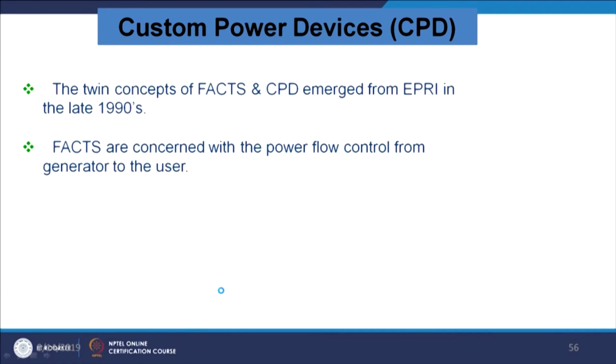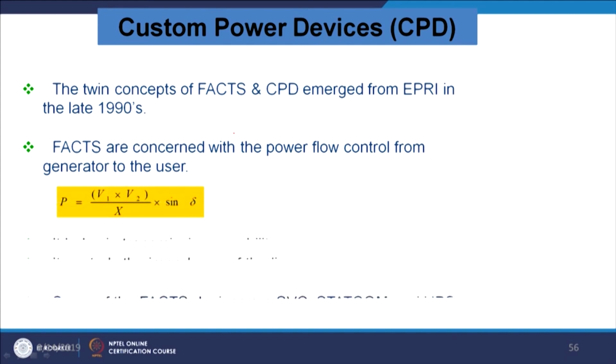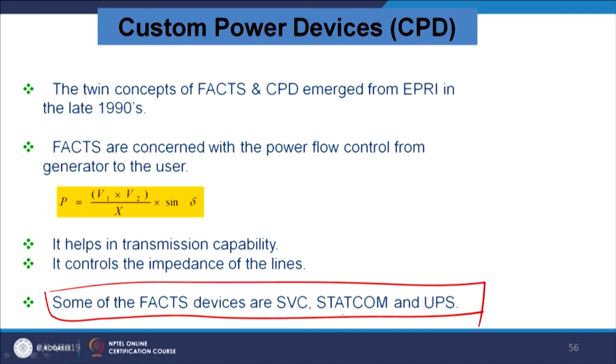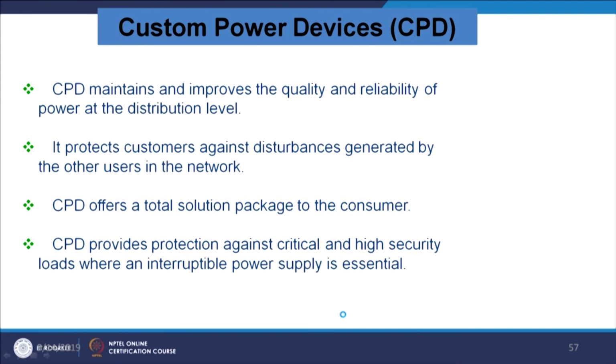Now, these are called the custom power devices that come into the picture with the advent of FACTS, and so you can see that this is the power transmission, and that will help to enhance the power supply quality. Some of the FACTS devices we have already discussed in our first courses are these, that can be placed to address the power quality issues. So, this custom power device can improve your power quality and reliability.